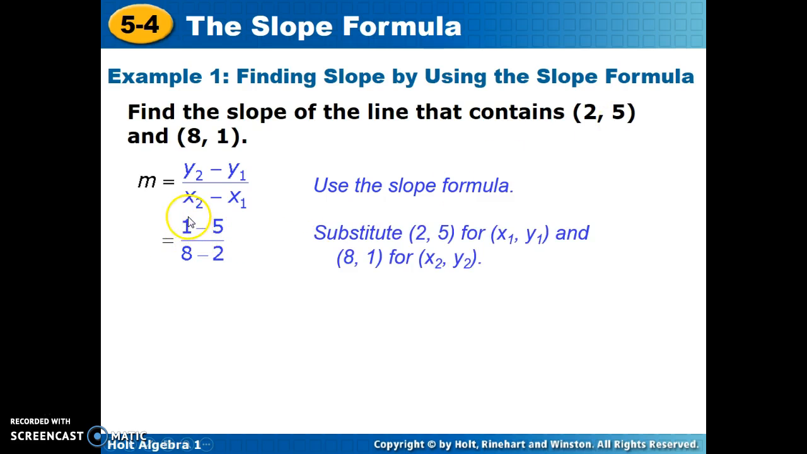And then on the bottom, I'll take x of my second point, that is 8, minus x of my first point, which is 2. 8 minus 2 goes on the bottom. Now I just subtract: -4 divided by 6. In this case, I can't actually divide it, so I will just leave it as a simplified fraction to show that it's going to be -2/3.